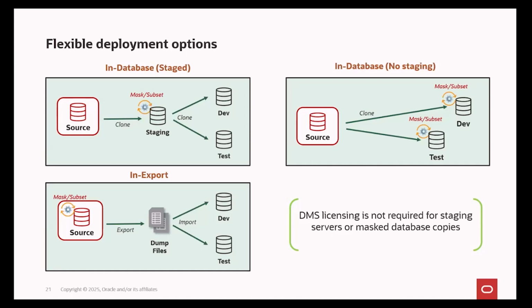Then the second deployment option is in export. For in export, your masking and subsetting jobs will be performed during the export phase. So your source database is not affected, it's not changed. Your masked or subsetted data will be exported to a dump file, and then you can import those files to your non-production environments. So these are the 2 deployment options that you have on DMS. Another important thing here is that the DMS licensing is not dependent on your staging server or even your masked database copies. It will only take into account your source database.